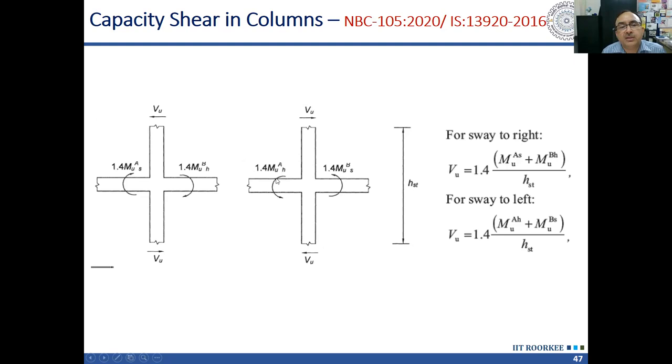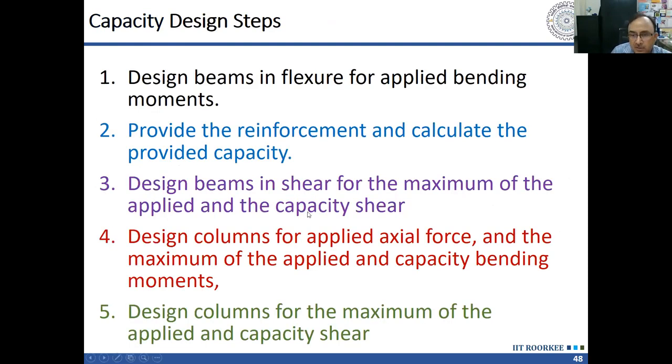So we take the moment capacity of the beams, add them and multiply by 1.4, divide by the height of the column. Height of the column is same as the height of the story. So that gives the capacity shear in columns. So we have to design our beams and columns not only for the applied shear force, but for these capacity shears also. So if I summarize the provisions of the code regarding capacity design, I can summarize in these steps.